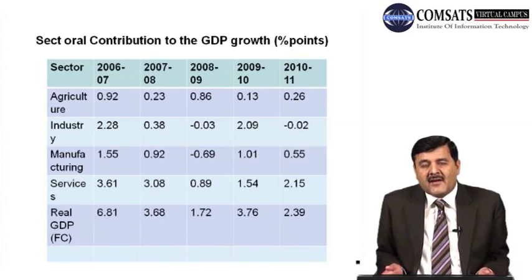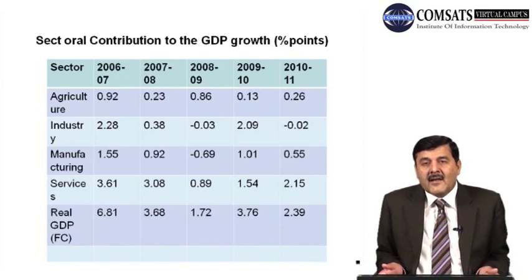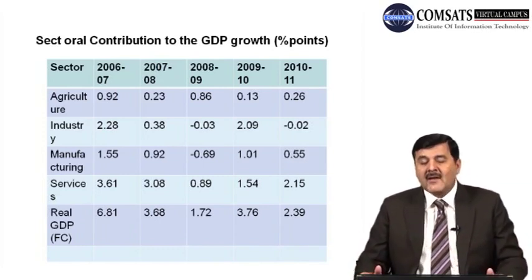Now if we look at 2010 and 11, you can see that the sectoral contribution, the contribution of agriculture to the GDP growth, is 0.26%. Industrial growth again comes into negative, no contribution of the industrial sector in this particular year, and the manufacturing sector just contributed 0.55%. The service sector is the main sector which contributed more in this particular year to the GDP growth, that is 2.15%. So overall growth of GDP in this particular year is 2.39.